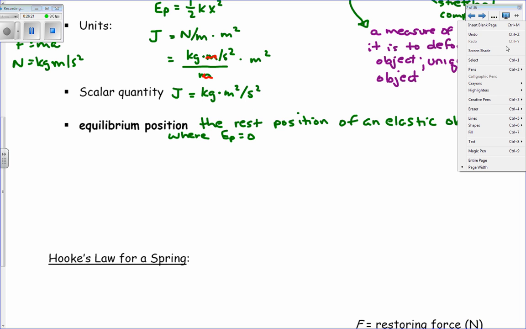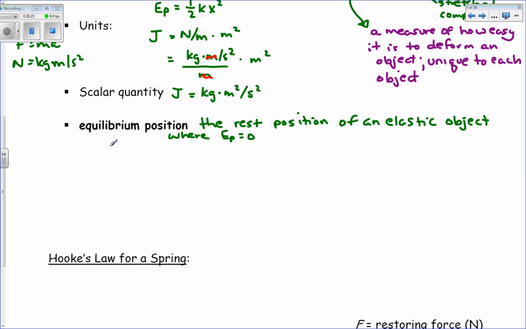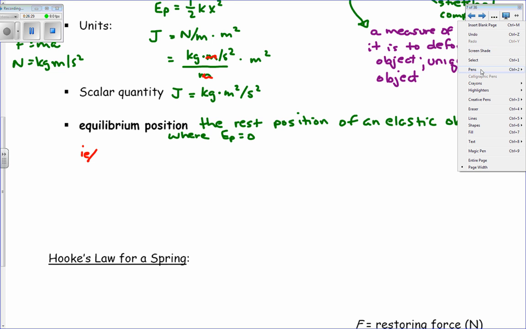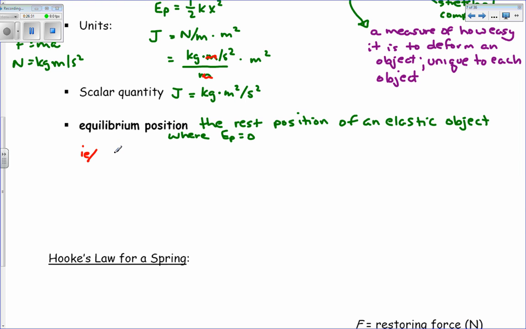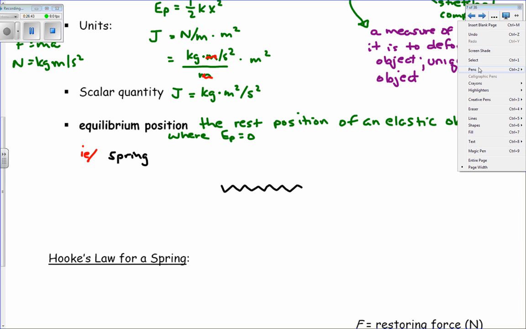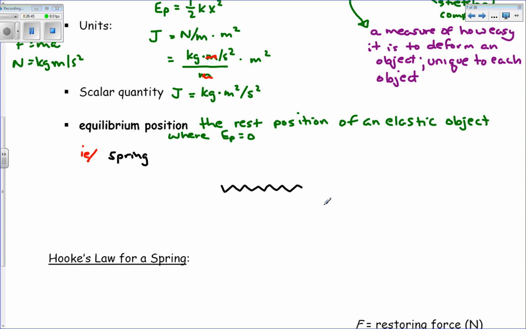So as an example, we can look at a spring. Okay, we have a spring. So the spring, we can just say when it's just sitting normally, that's a really badly drawn spring, but that would be the equilibrium position. And at that equilibrium, potential energy equals 0.